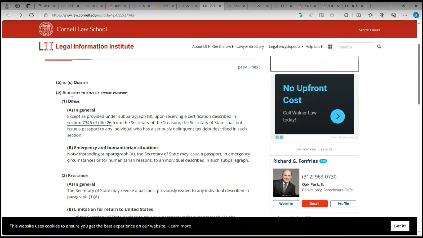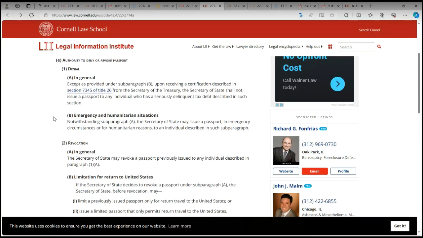So Part E, authority to deny or revoke a passport, except as provided under subparagraph B, upon receiving a certification described in section 7345 of Title 26 from the Secretary of Treasury, the Secretary of State shall not issue a passport to any individual who has a seriously delinquent tax debt. So that means they have to know that you have a tax debt. And then the Treasury has to give you a form or send the Secretary of State a form saying that you're okay to get a passport.